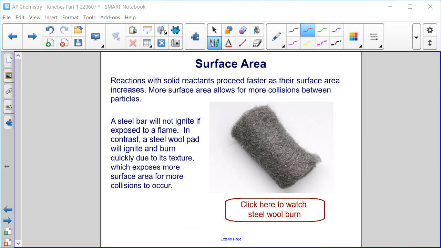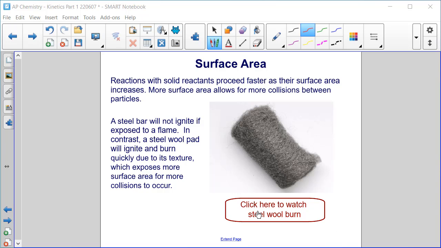Surface area. Reactions with solid reactants proceed faster as their surface area increases. More surface area allows for more collisions between particles. A steel bar will not ignite if exposed to a flame. If I just have a piece of steel and I try to light it, nothing happens. However, if I have a pad of steel wool, it will ignite and burn quickly due to its texture, which exposes more surface area for more collisions to occur.